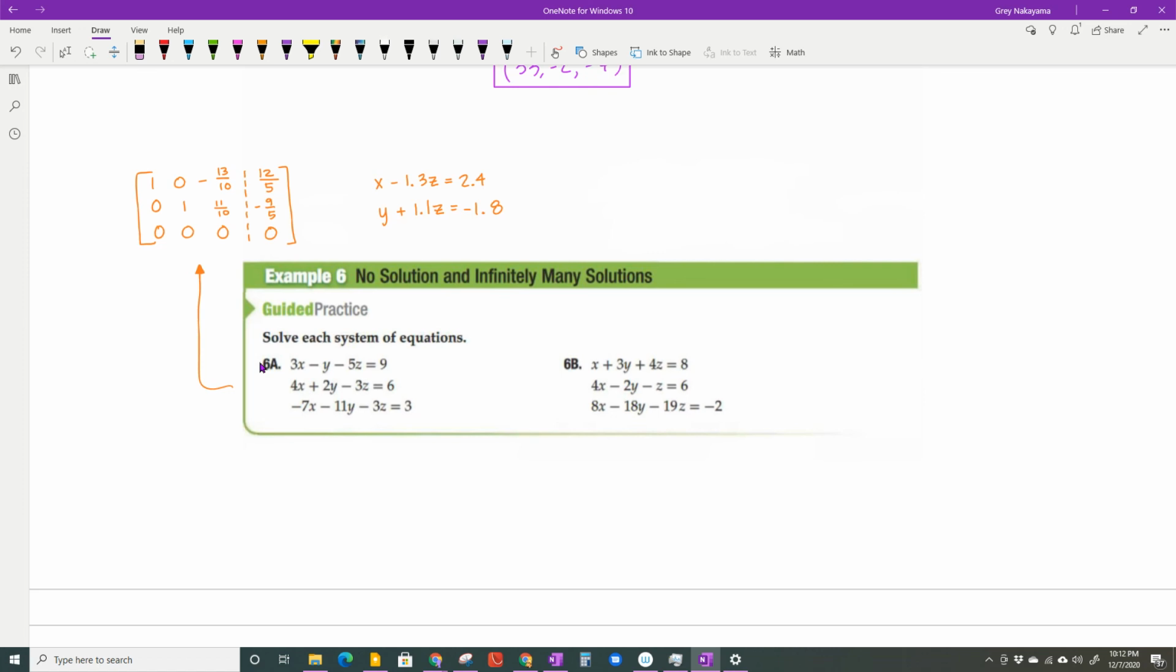And more importantly, the bottom row says 0Z equals 0. Well, that is a true statement: 0 equals 0. And so this is the kind of problem that says you have infinitely many solutions. What you do is take this and solve for x, so you move this over, then solve for y and move this over. So your answer is an ordered triple that looks like that. If I added 1.3z, I would have this right here: there's my x, this part is my y, and that part is my z, because I got 0 equal to 0.